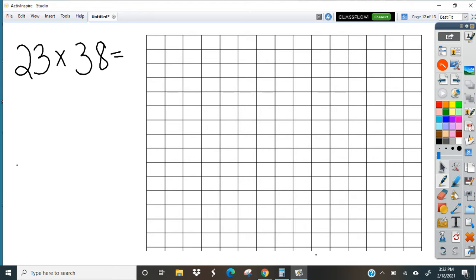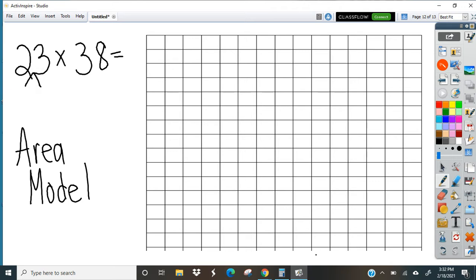The first one that we've been using is called the area model. In the area model, your child will be drawing out the problem. In order to do that, they are going to break these numbers into their place values. So 23 has 2 tens and 3 ones. And 38 has 3 tens and 8 ones.